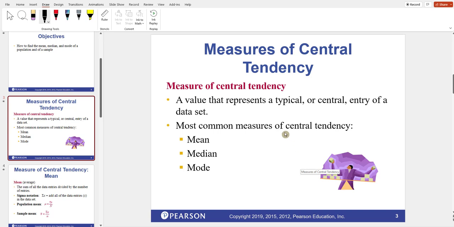The most common measures of central tendency would be the mean, median, and mode. Central tendency deals with the middle of your data set, the value that represents a typical value or the central entry of a data set.